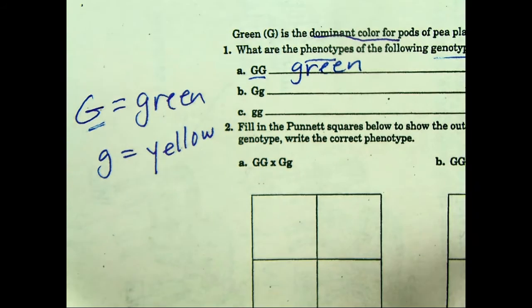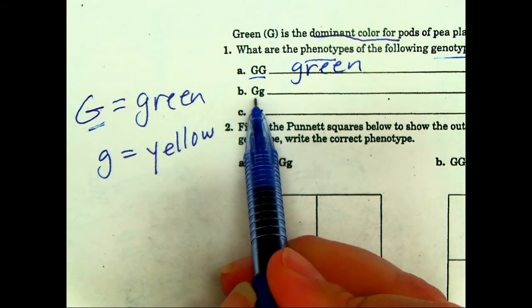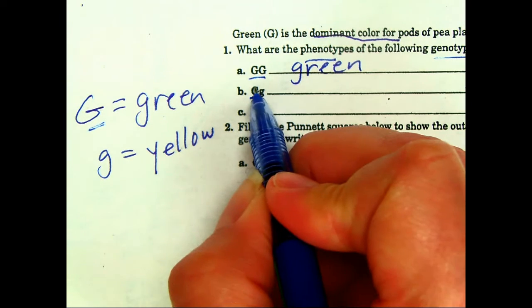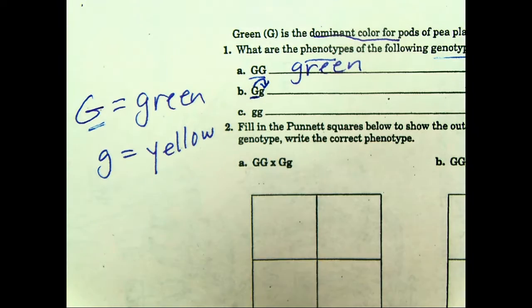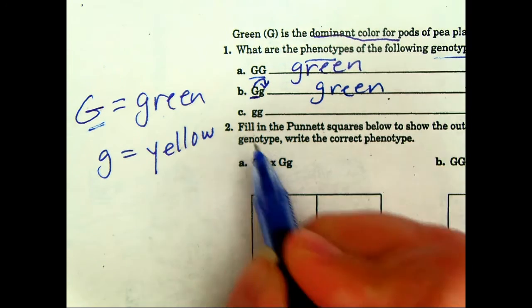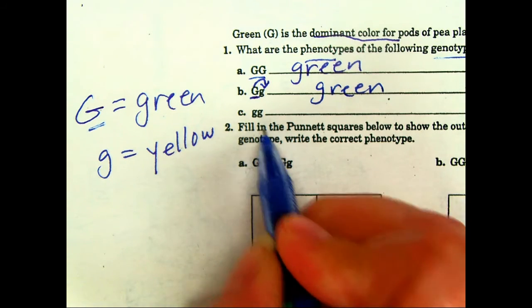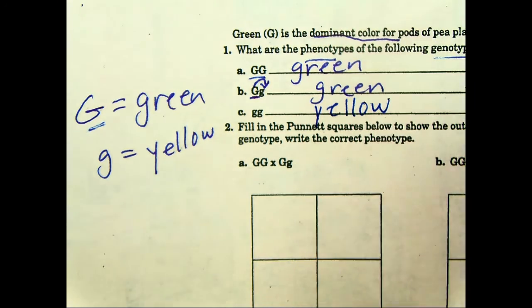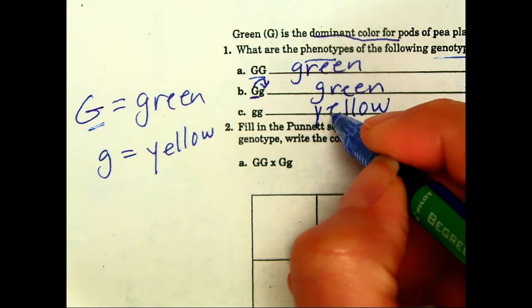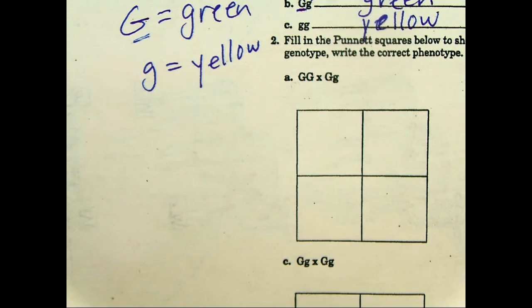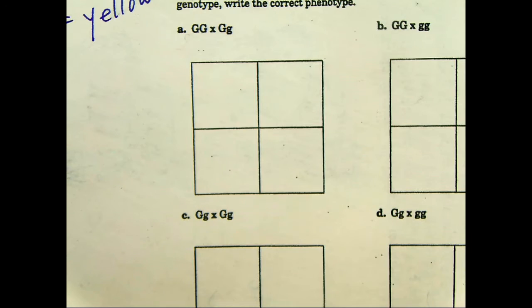All right, the genotype here, big G, little g, we've got a big G, and so remember the big G beats up on the little guy, it's a bully, and so this one would code for green. And then we have two little g's, and so that would be yellow. Okay, now we're going to put these into the Punnett squares so that you can see them.